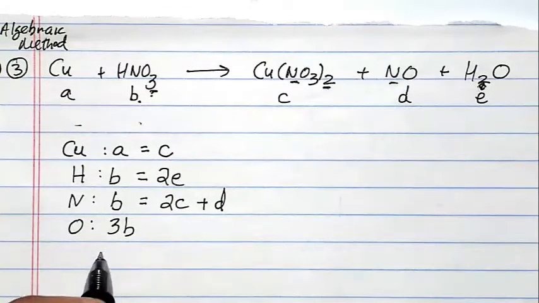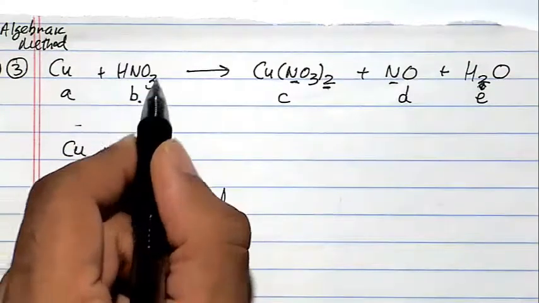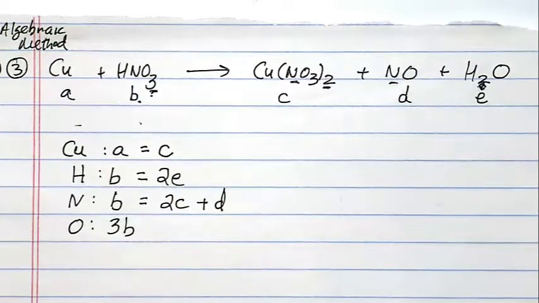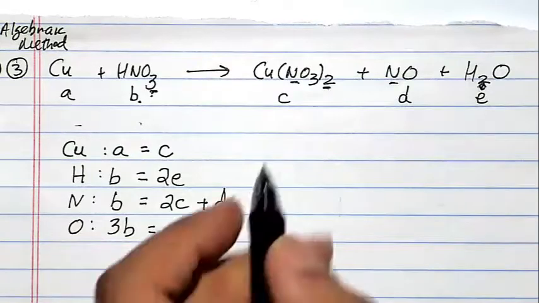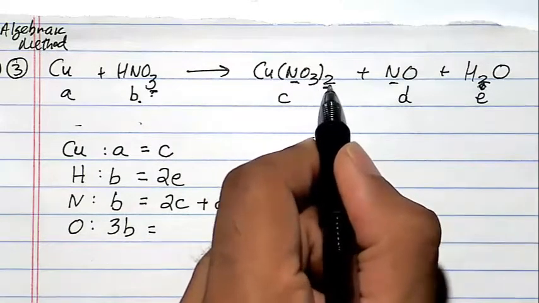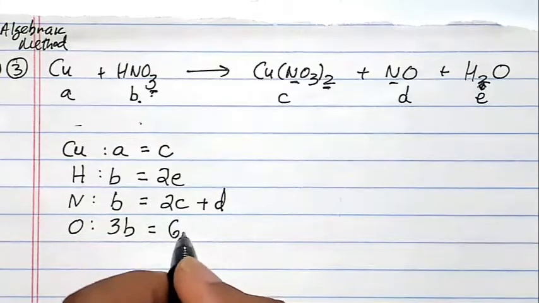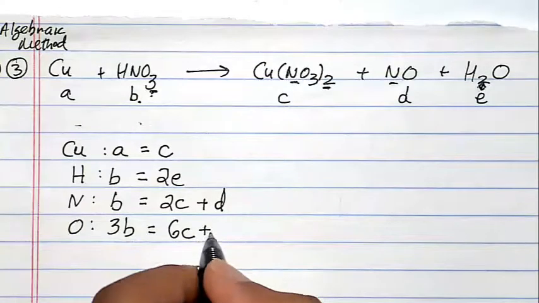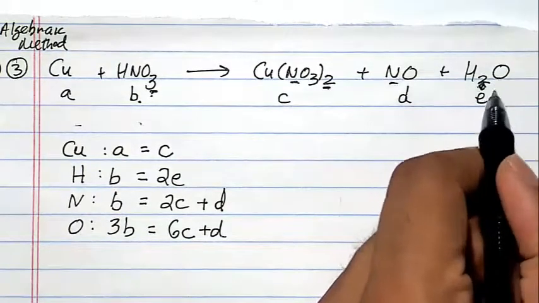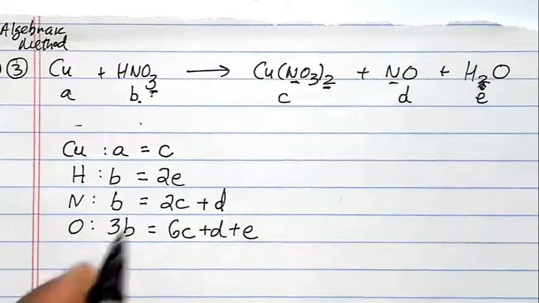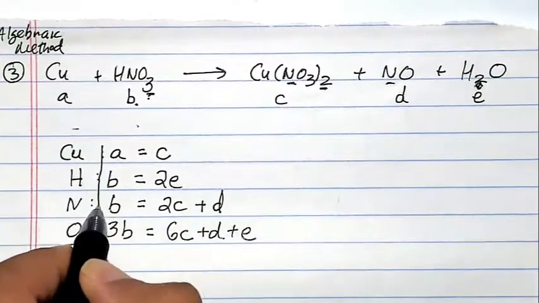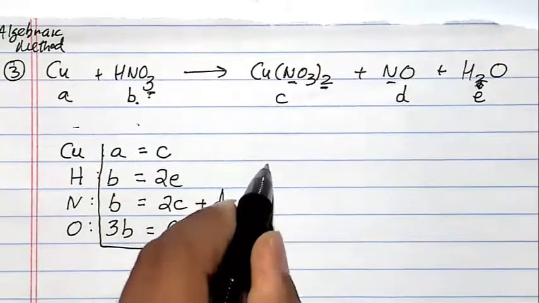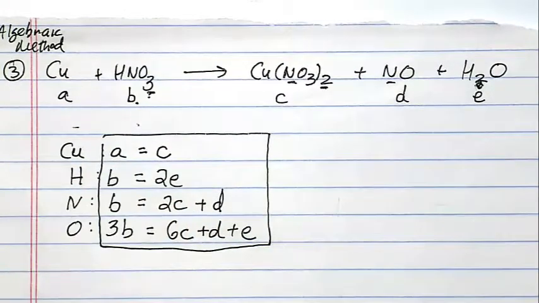Okay, what about oxygens? I have 3B in HNO3. And how many oxygens do I have in my product side? This is tricky again. I have 3 times 2 oxygens in C, so that's 6C. I have 1 oxygen in D, so plus D. And I have 1 oxygen in E, so that's plus E. So now I have 4 equations that I could use to solve.